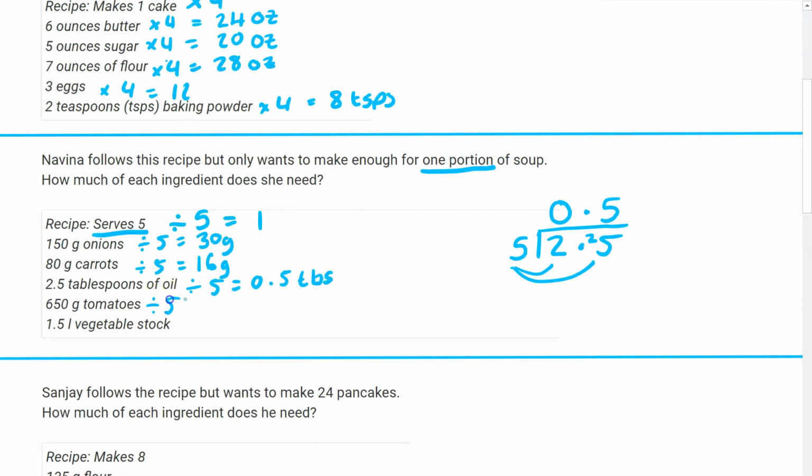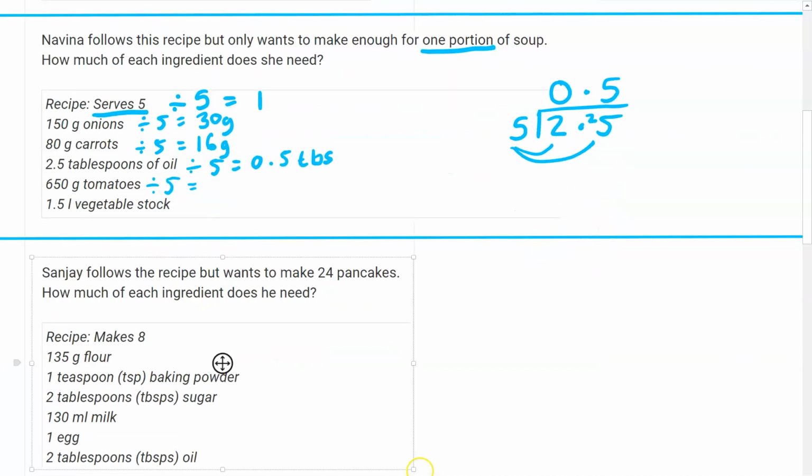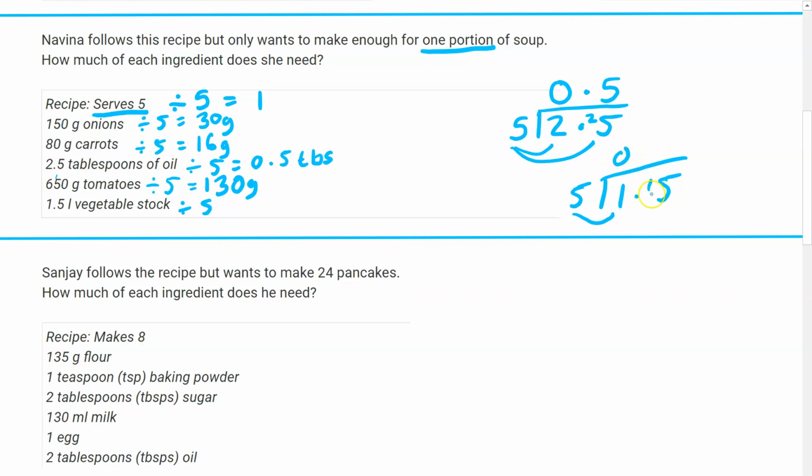Divide this one by 5, we get, well, 5s into 6, go 1, with 1 left over, 5s into 15 go 3, and 0. And the last one, 1.5 litres divided by 5. So again we can do 1.5 divided by 5. 5s into 1 don't go, carry 1. It should not be a diagonal line. 5s into 15 go 3, and don't forget the decimal place.